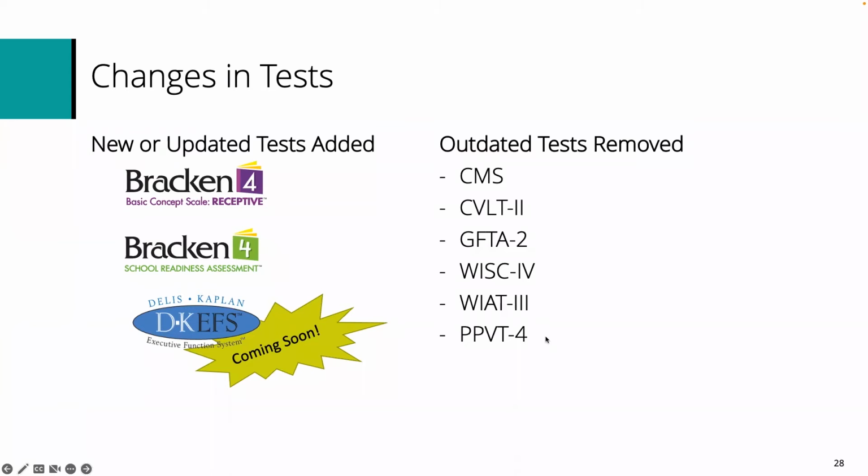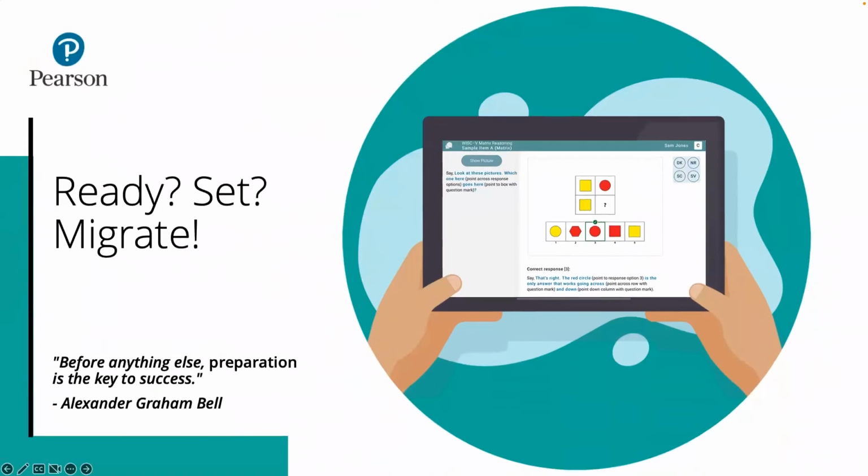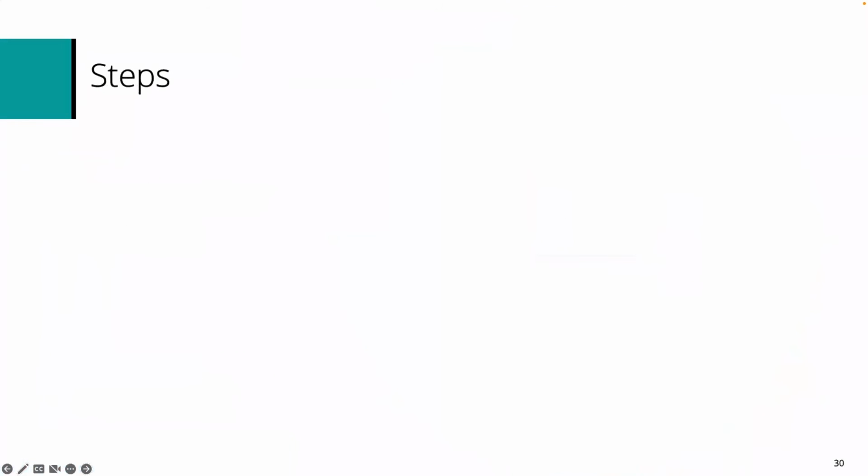This will be a little bit different for Canada just because we are actually still using the WIAT 3 with Canadian norms. So we'll have more information about that as time goes by. So in the next slide, I'm just going to highlight some of the steps that you need to take to migrate over to the new Assess app.